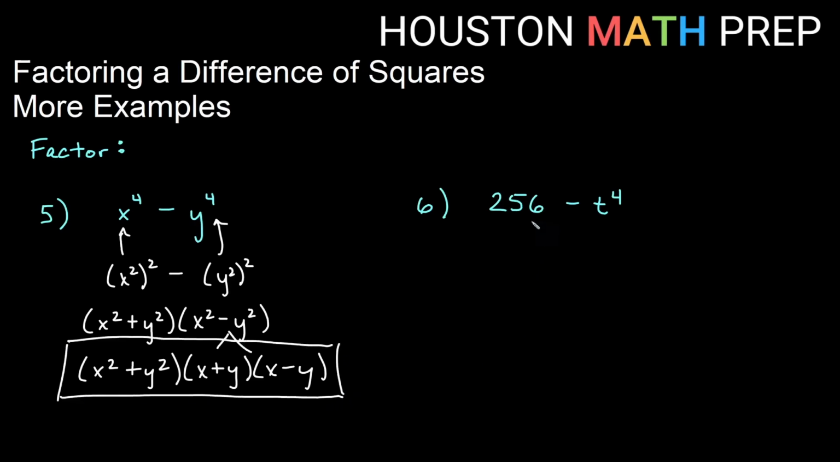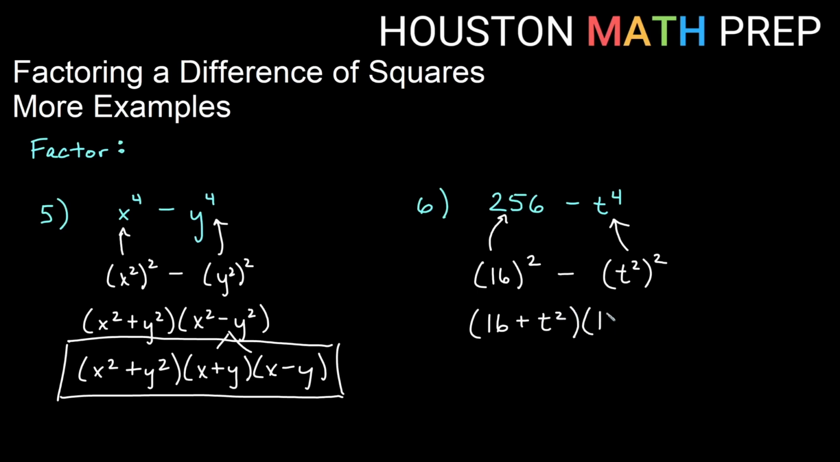We'll do a similar thing here, except our variable is only in the back now. We don't have any variables in the front. 256 is a perfect square. This is actually 16 times 16, so that's 16 squared. This is t squared times itself, so this is t squared squared. Let's subtract in between. So my factors should have 16 and t squared in them. I get 16 plus t squared, 16 minus t squared.